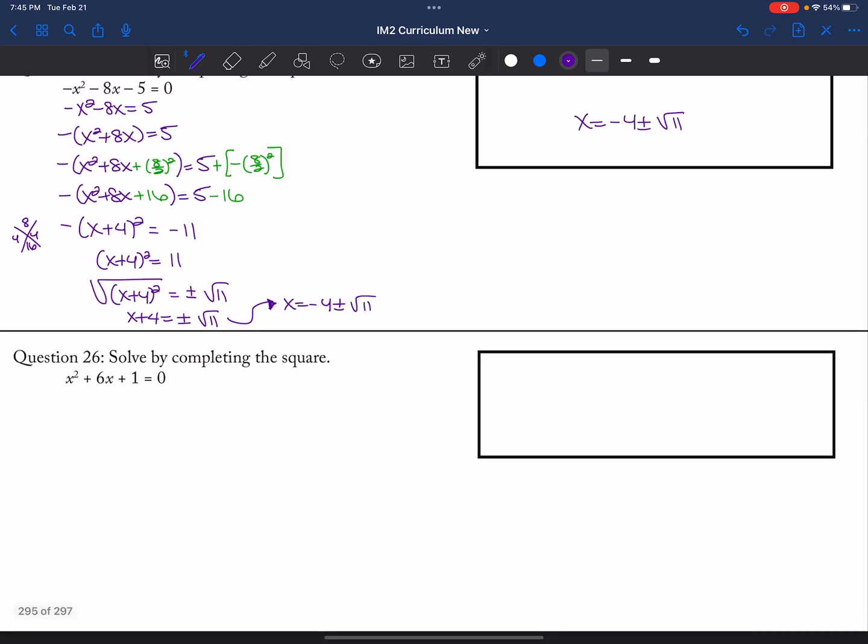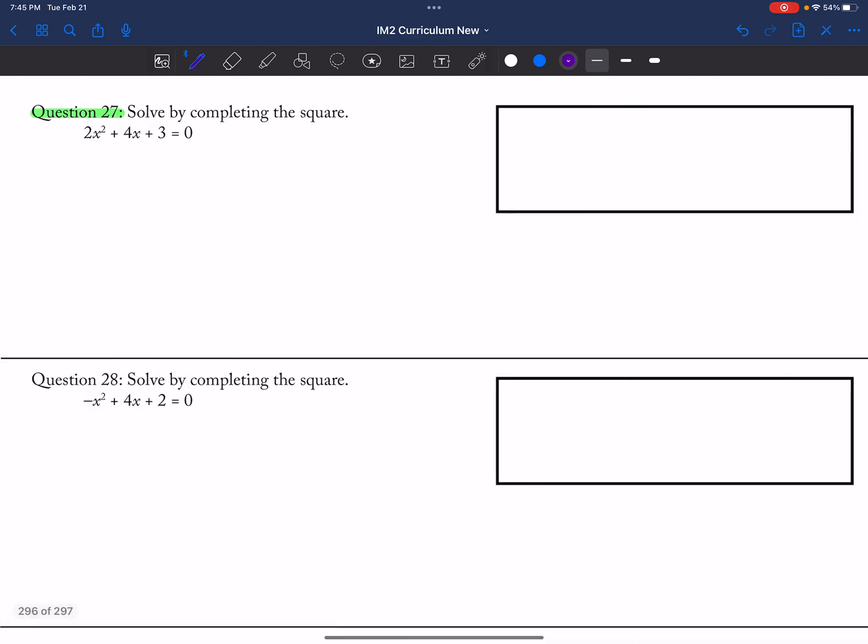Okay, so now that's 25. So now 27 and then 29. Almost done. Okay, so now the number is different in front of x squared. So I have 2x squared plus 4x, and I still move my 3 to the other side. And then I factor out a 2. So x squared plus 2x is equal to negative 3.